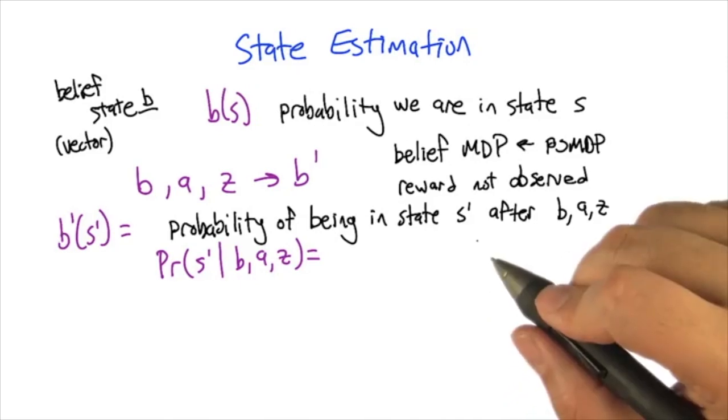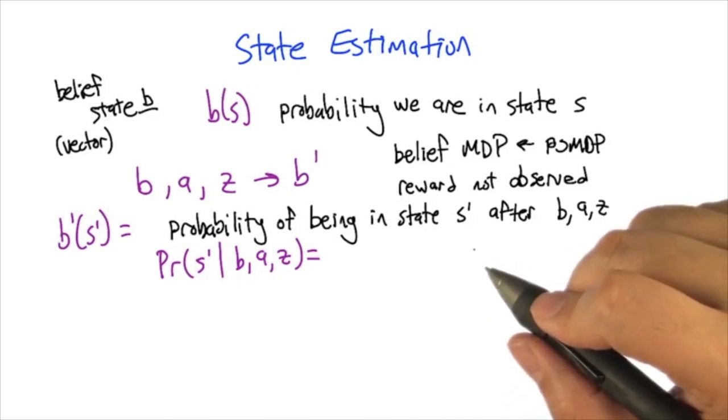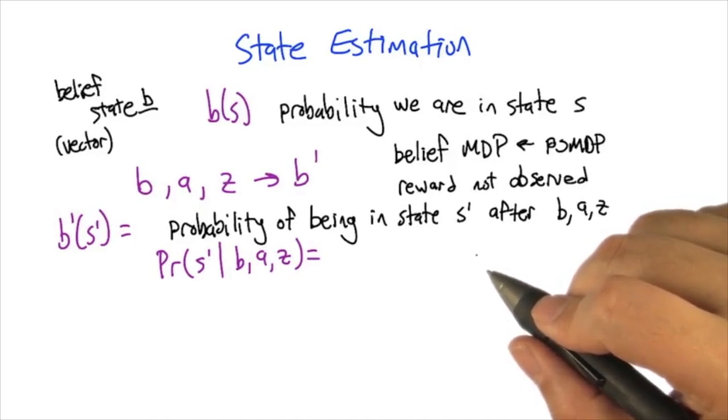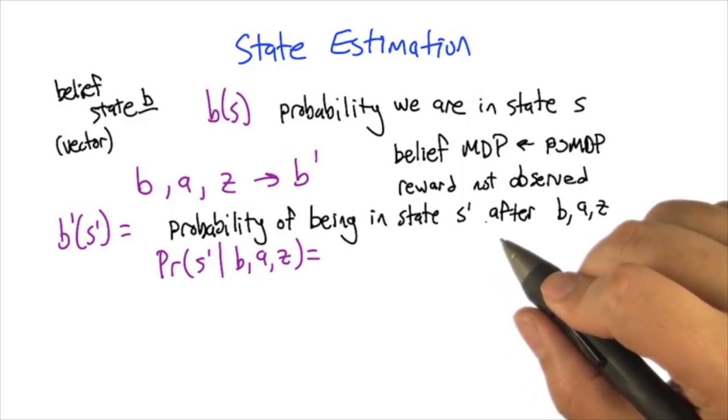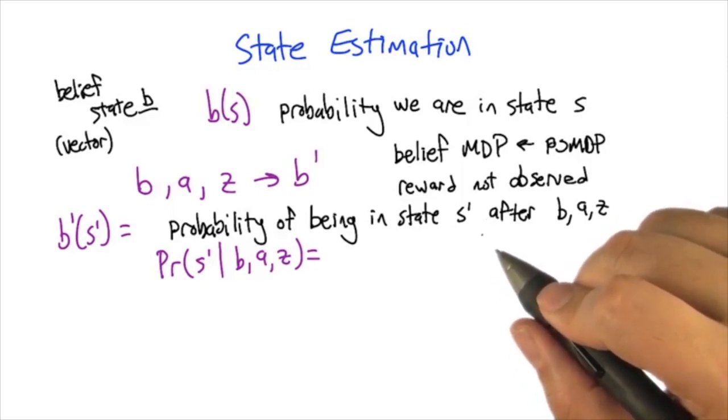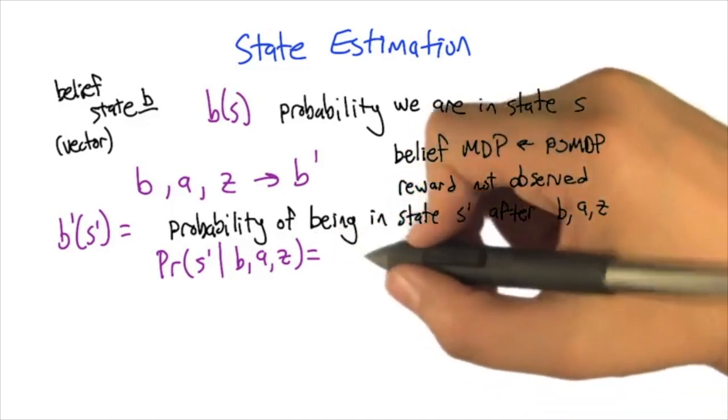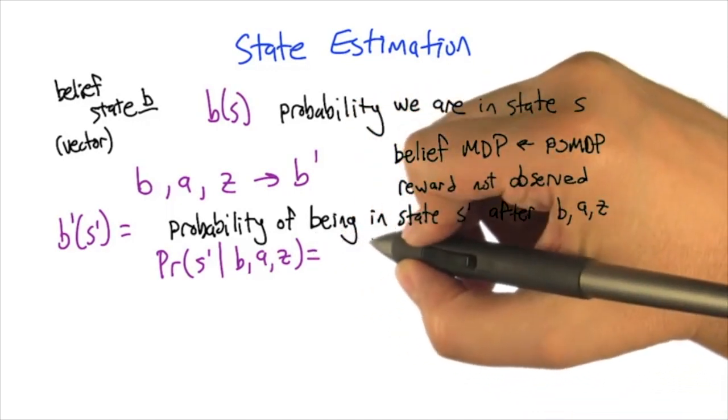What would be a piece of information that, if we knew it, would make it relatively straightforward to figure out what new state we were in? Well, if we knew which state we were in before, since we have a transition model, we know which states we're likely to be in next. Okay, let's just write that. That's a really good start.